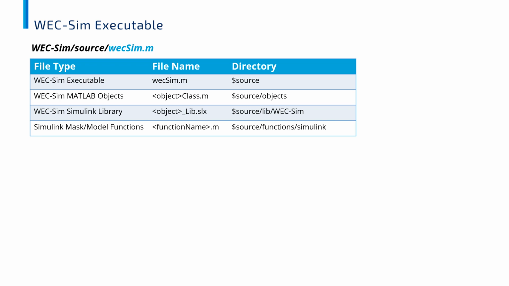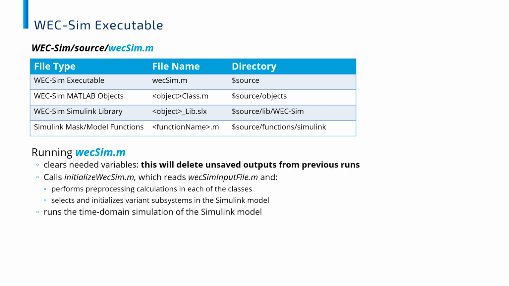To run WEC-Sim from the command window, you'll navigate to your case directory and type wecSim.m into the MATLAB command line. Upon doing so, wecSim.m will clear the variables that it needs to reinitialize the simulation. It's possible that this will delete wanted outputs from previous runs, so make sure to save what you need before rerunning. Within wecSim.m, it will then call the subfunction initializeWecSim.